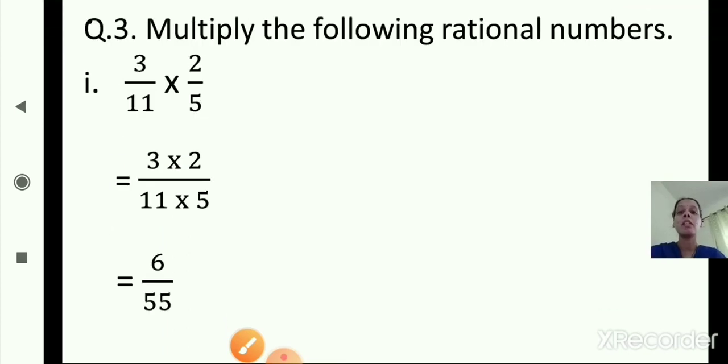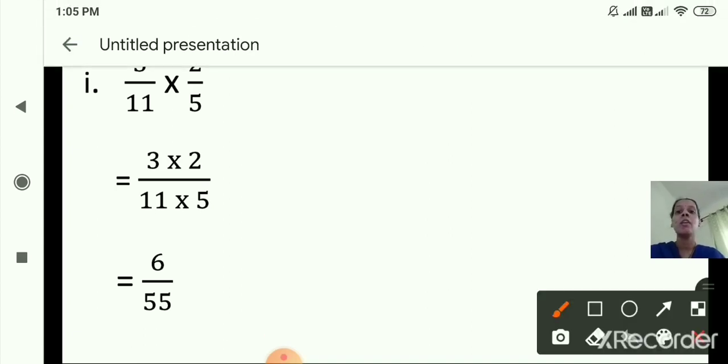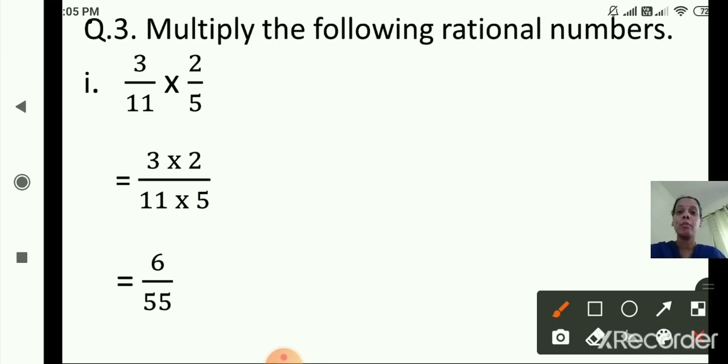Okay, now we will see the multiplication. How to multiply rational numbers. In multiplication, no need to make the denominators equal. As I had told you earlier, in multiplication what we are doing? Numerator multiply by numerator and denominator multiply by denominator. Okay, so what is there in the numerator? 3, and here it is 2. So 3 multiply by 2, and see the denominators 11, here it is 5. 11 multiply by 5. So in multiplication of rational numbers, you will not make the denominators equal.